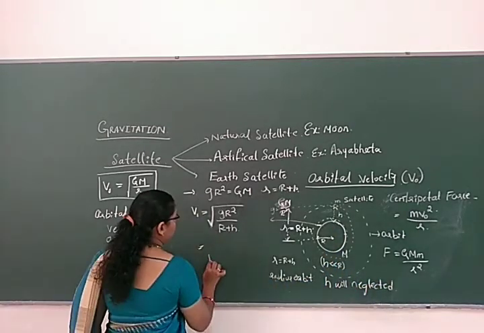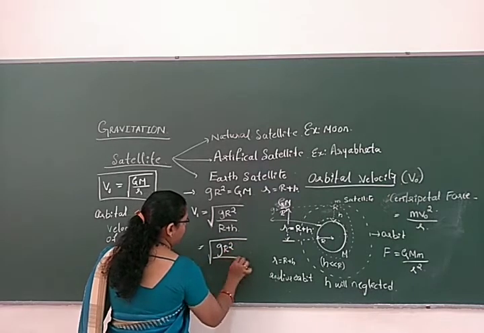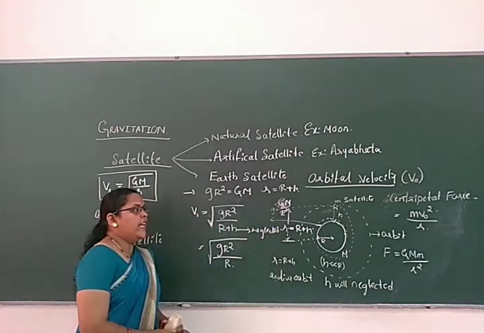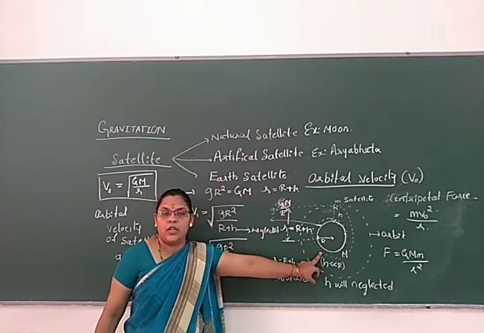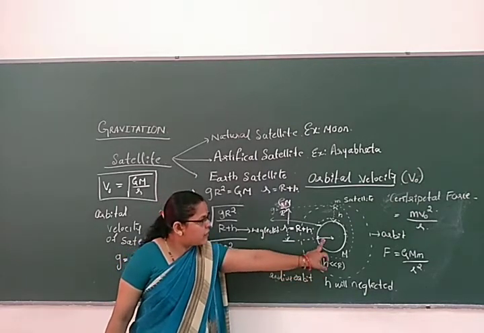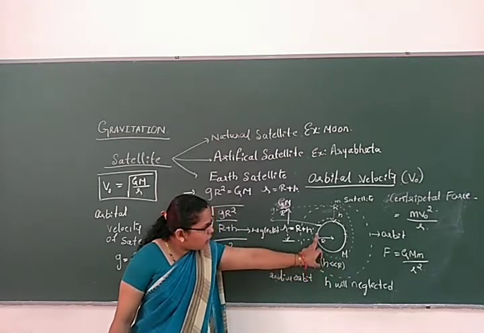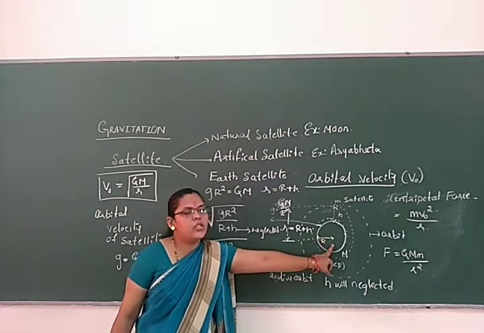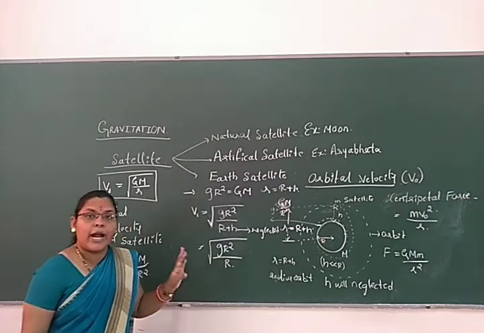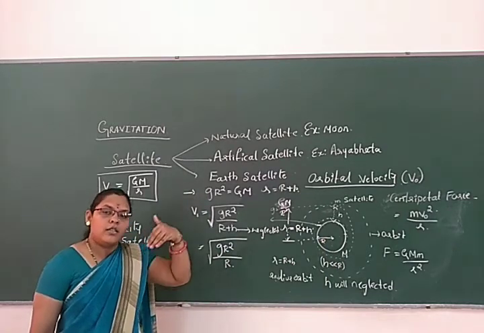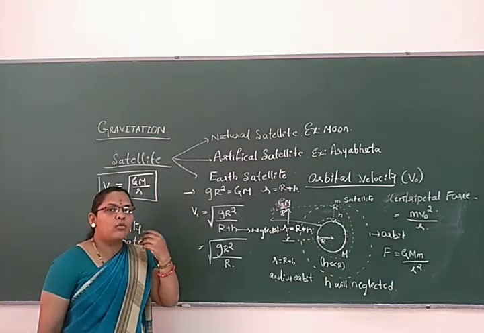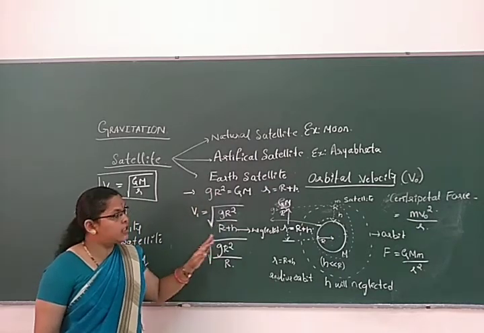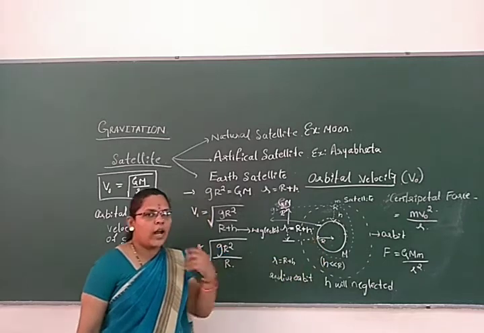Then what will remain here? gR square divided by R. So h is neglected when the satellite is very near the surface of the Earth as compared to the radius of the Earth. The height is smaller and smaller than R, and the orbit radius is almost the radius of the Earth only. At that time the height will be neglected, because the revolution taken by the satellite close to the surface is almost at the radius of the Earth.